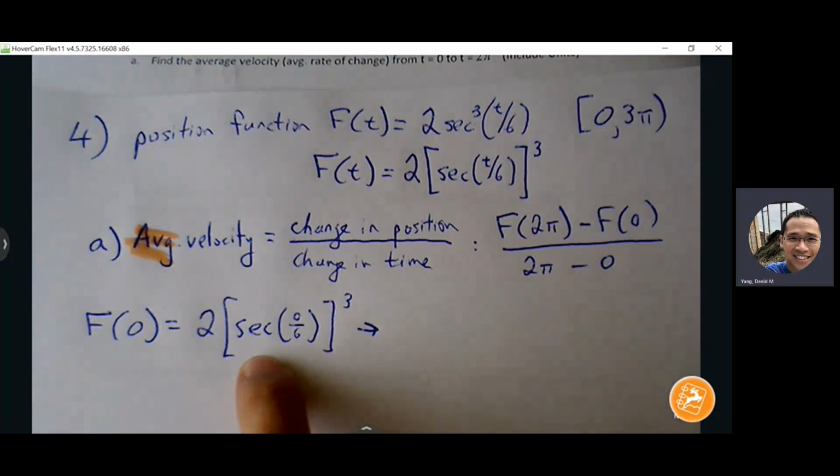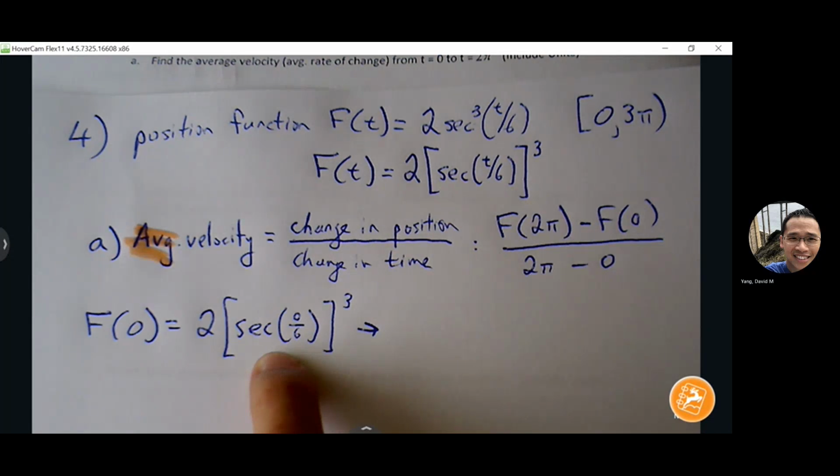Now, secant of 0, maybe secant of 0 doesn't ring a bell, but let's think in terms of cosine, and then we can flip the result, right? So what's cosine of 0? 1. Right, cosine of 0 is 1. So if I flip 1, I still get what? Still 1.